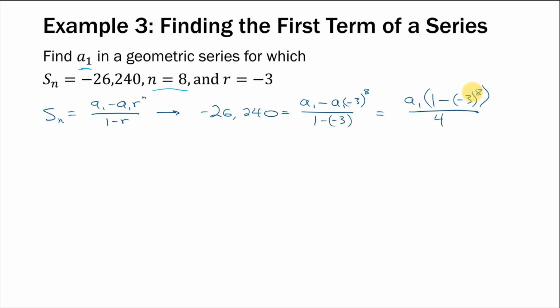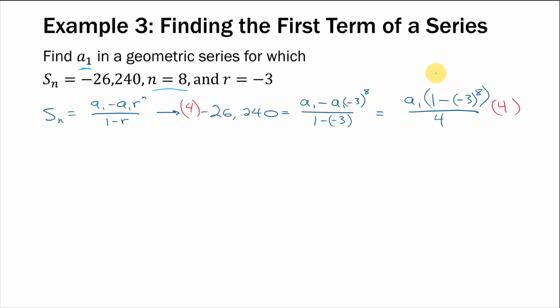Now be careful when you put this in your calculator. You're going to want to put it in just like this with the parentheses around the negative 3 and then raise the whole thing to the 8th power. Okay, because if you don't put these parentheses in here, it's going to basically say negative 1 times 3 to the 8th power. And it's going to give you a negative number, okay, when really this should be a positive number. Okay, so I can start solving for a sub 1 by multiplying both sides of my equation by 4.